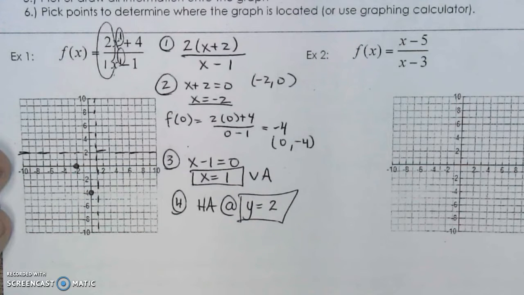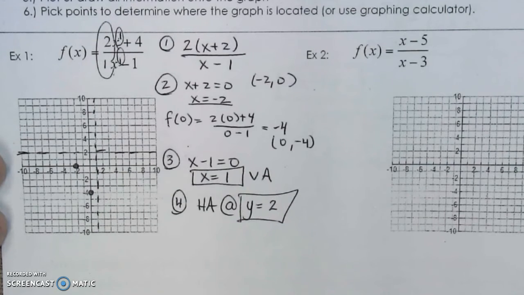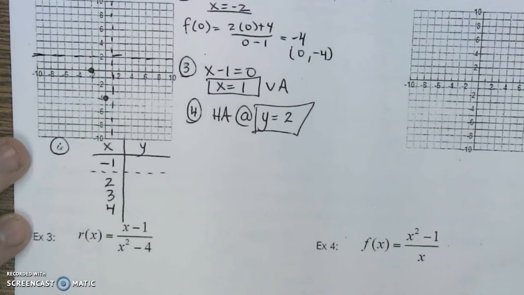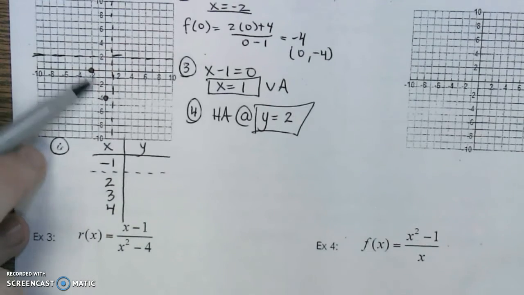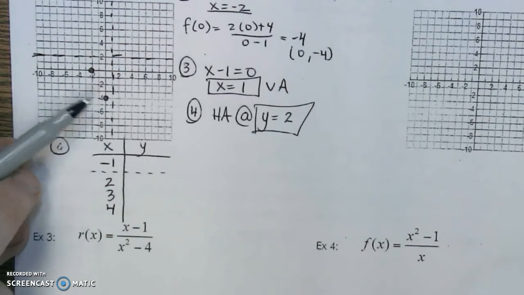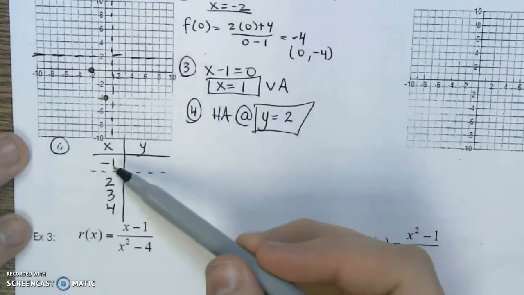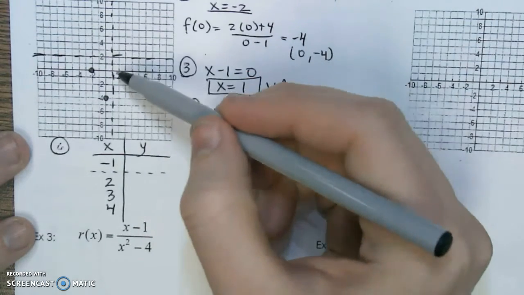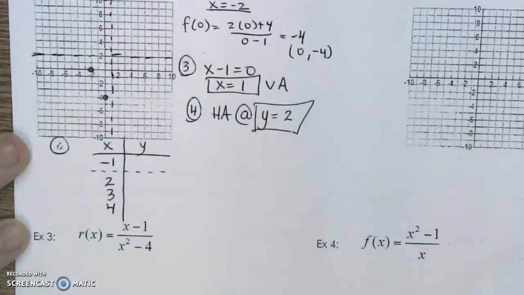And then we plot all that information. That's step 5. And then 6, we plot some more points. You can either, like it says, go to a graphing calculator and pick some points, or plug them in on your own. So I am looking at this graph, and I've got 2 points on the left side of the asymptote. I want to get another point over here, so I'm going to plug in -1. Then I want some points on the right side of my dotted line, so I'm going to plug in 2, 3, and 4, which are just to the right.